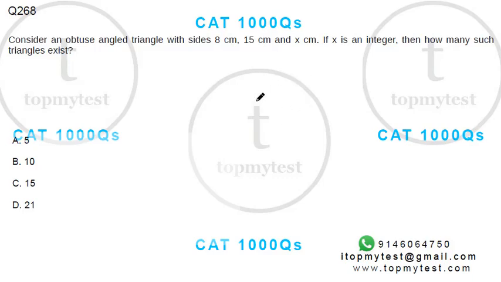Okay, let's see what this says. Consider an obtuse angle triangle with sides 8, 15 and x. If x is an integer, then how many such triangles exist? Now it's an obtuse angle triangle.